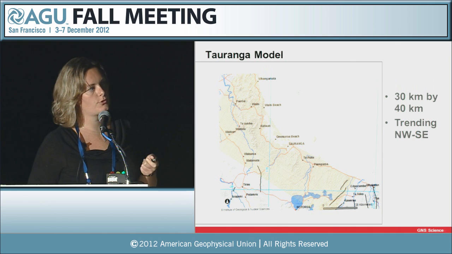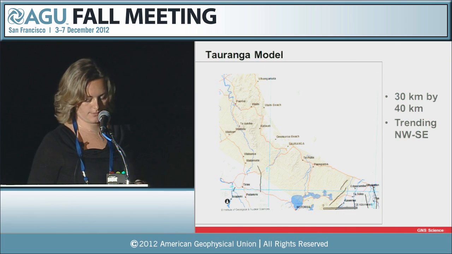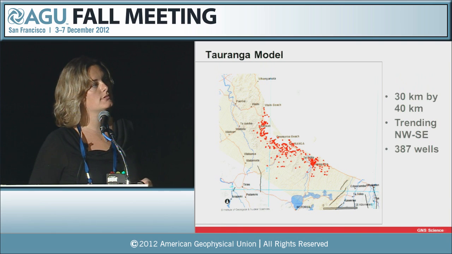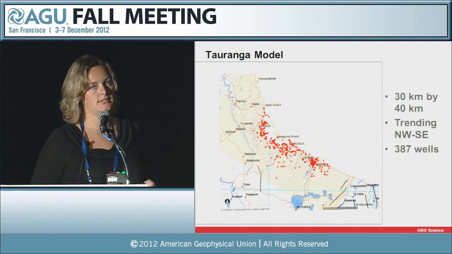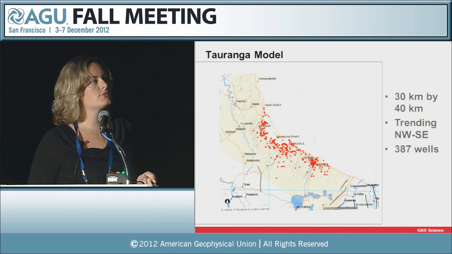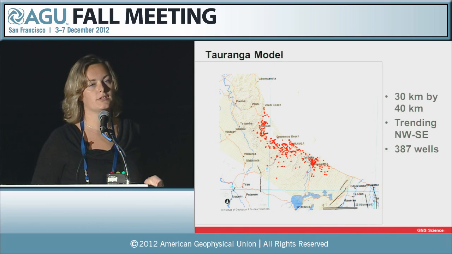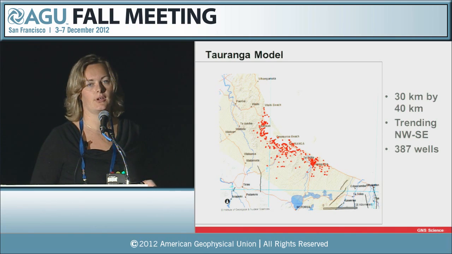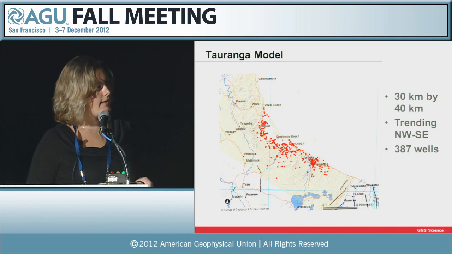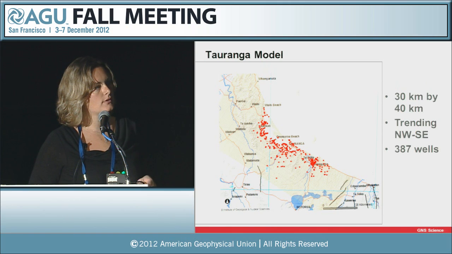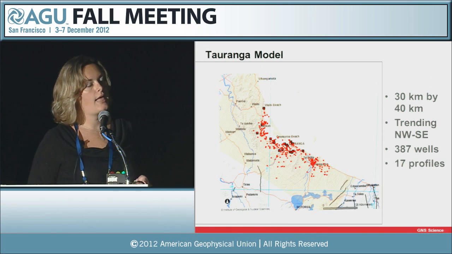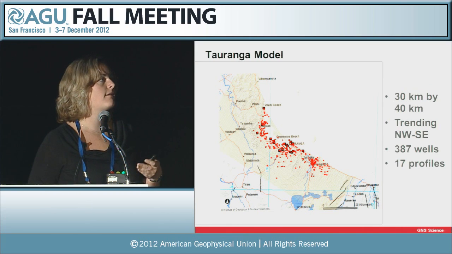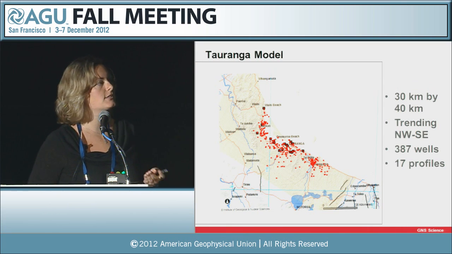The model trends northwest-southeast to follow the coastline, and the main data that I calibrated against is well temperatures. So we've got 387 wells in the area. Most of these are groundwater wells that just have one temperature recorded over the last 40 years, so it's hard to know how much error is associated with them. And therefore I focused on the 17 wells that have temperature profiles with depth, which could give us a much better idea about whether the system was conductive or convective and that sort of thing.